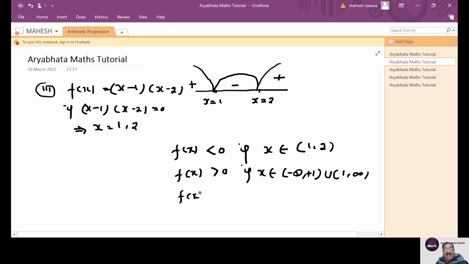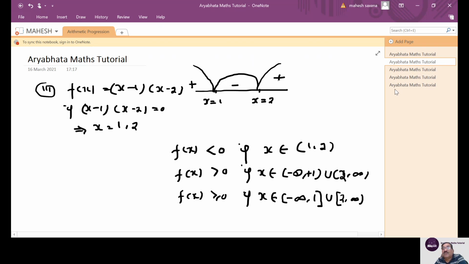f(x) is greater than or equal to 0. Now we can take x equal to 1 and x equal to 2 also. Therefore, x belongs to this portion and this portion, but 1 and 2 can also be included. Therefore, it will be (minus infinity, 1] union [2, infinity).